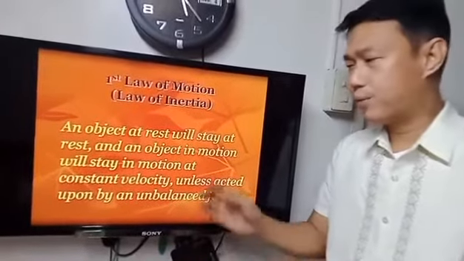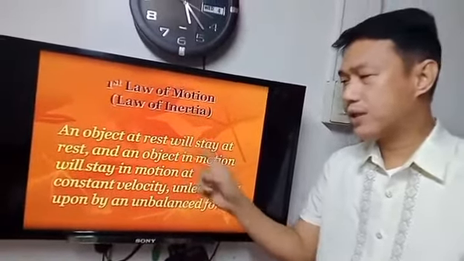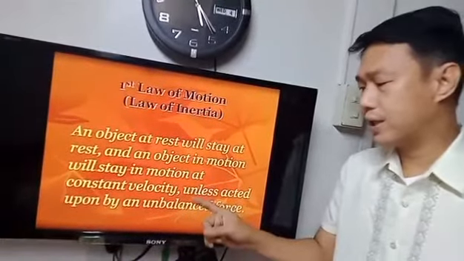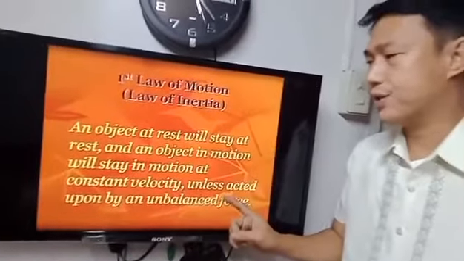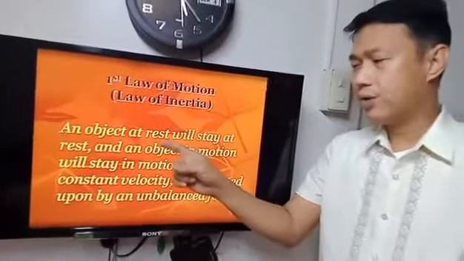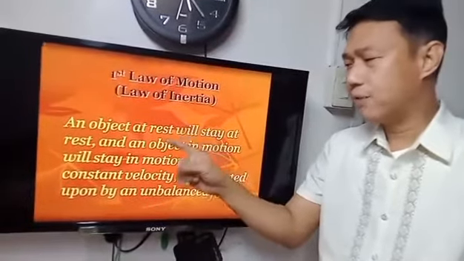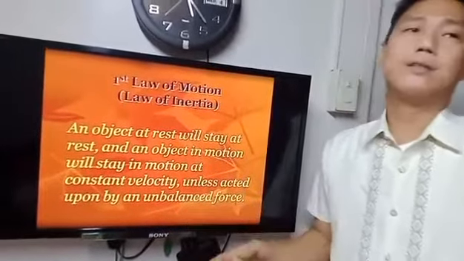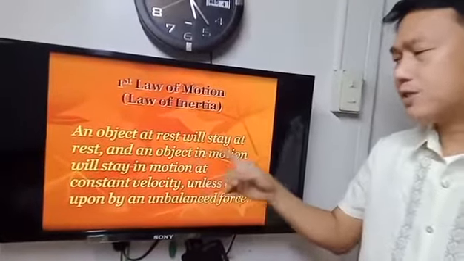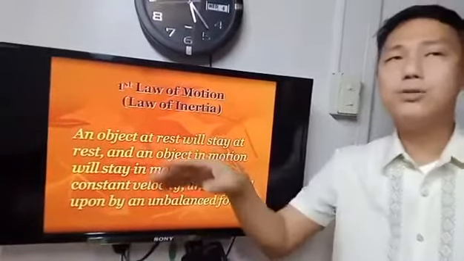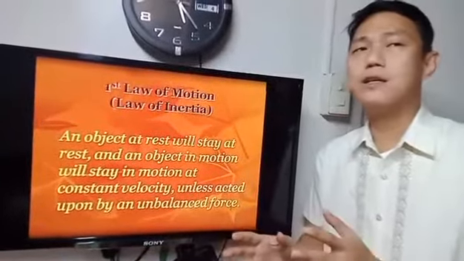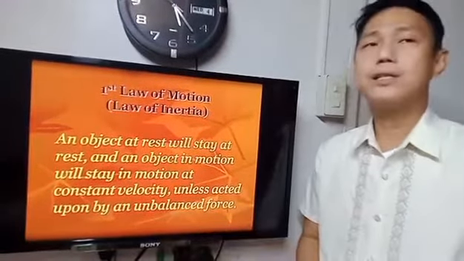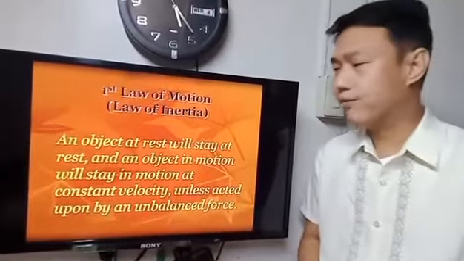According to this principle, an object at rest will stay at rest, and an object in motion will stay in motion at constant velocity unless acted upon by an unbalanced force. What does it mean? According to Newton, if an object is at rest, it will remain in that particular state. But if an object is already in motion, it will continue to stay in motion with constant speed in a straight line unless it is acted upon by a net external force.